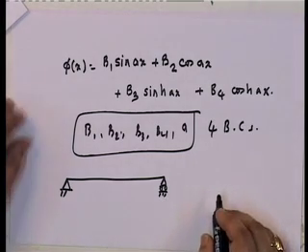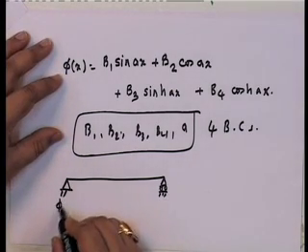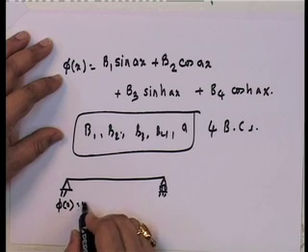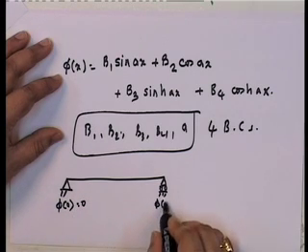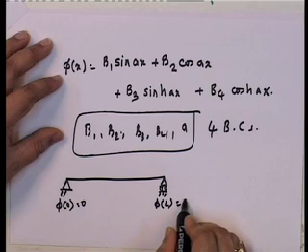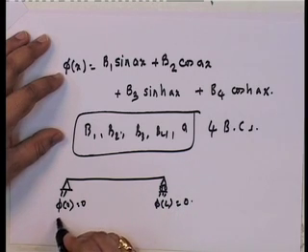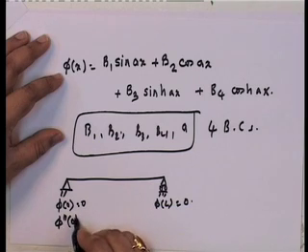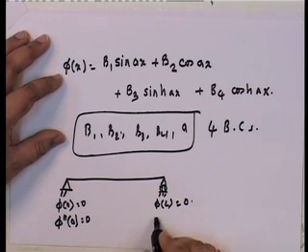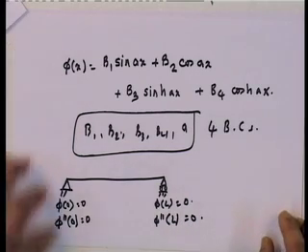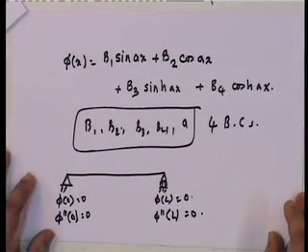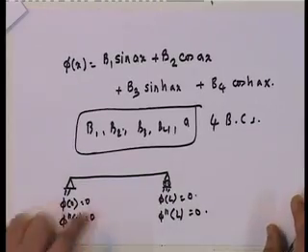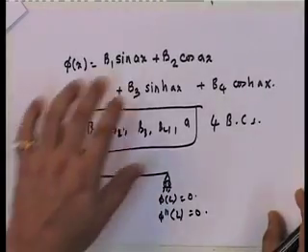What are the boundary conditions? Well, I know that phi at 0 is equal to 0, phi at L is equal to 0. I also know that since moment is equal to 0, the curvature here is 0, and the curvature here is also equal to 0. These are my boundary conditions. So, I am going to substitute these boundary conditions into this equation. Let us see what happens.